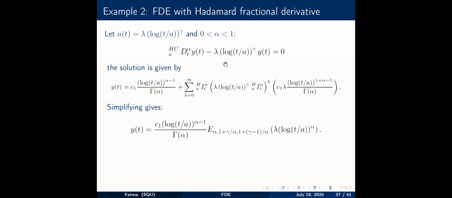We give another example, a fractional differential equation with Hadamard fractional derivative. And in this case, I consider a homogeneous equation. So if we assume that the variable coefficient is given by a logarithmic function here, okay? So we use the result again of our theorem. So the solution can be written in this form. And then simplifying, our solution is written in this form, okay? Where this one is again the Mittag-Leffler function of 3 parameters.